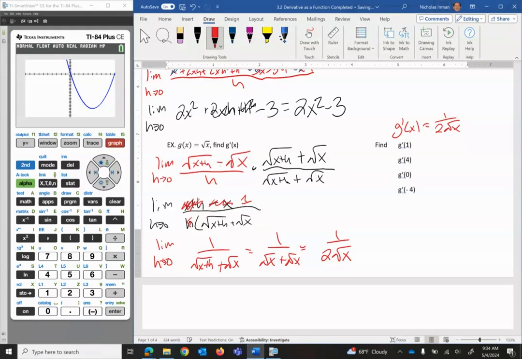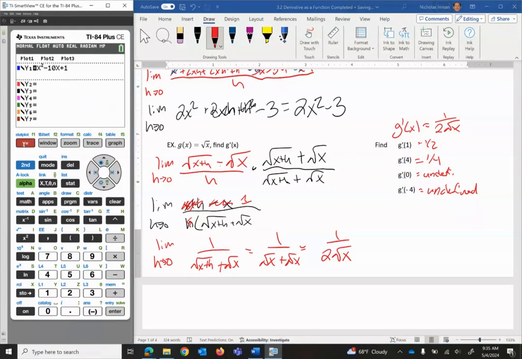And we can evaluate it. Putting in 1. Square root of 1 is 1, so this is 1/2. Putting in 4, square root of 4 is 2. 2 times 2 is 4. Put in 0 here, square root of 0 is 0. 0 times 2 is 0. So this is undefined. And putting in a negative is also undefined. All right, so that's a good one to take a look at. We have the square root of x.